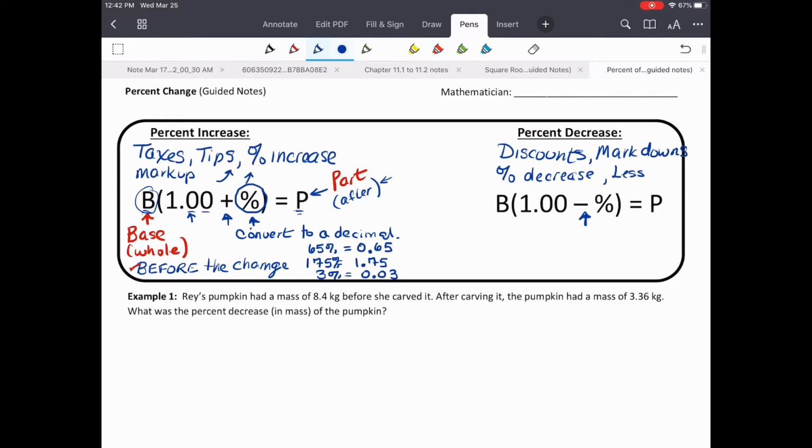And then just pay attention to the fact that this is a minus sign right there. But everything else is essentially the same with a percent decrease. That's your base. That's your percent. This is your part. All those things are still the way they were before.